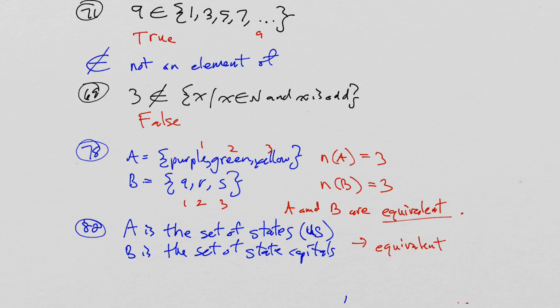So sometimes, like we said, sets can be equal and equivalent, or they could be neither. Now, we're going to go ahead and go to the second video, which would be 2.2.